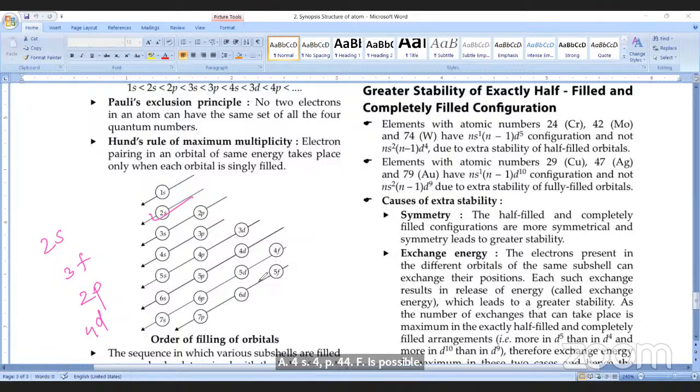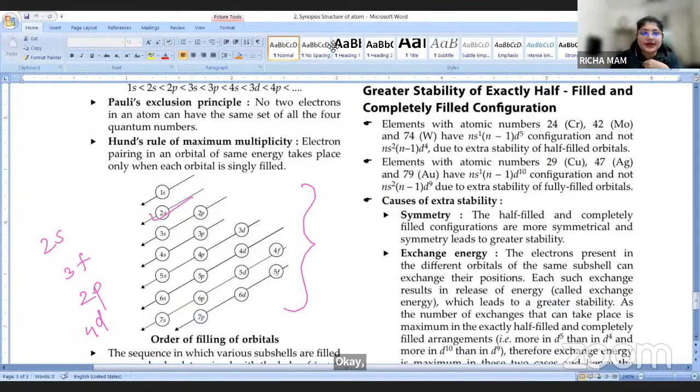5s, 5p, 5d and 5f orbitals are possible. 6s, 6p, 6d, 7s and 7p. So these are the orbitals which are possible. So which is the orbital which is impossible? It is 3f. Option number B is the correct answer. So 3f orbital is not possible.